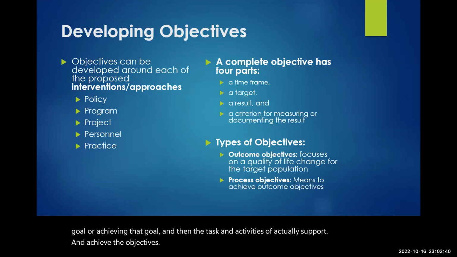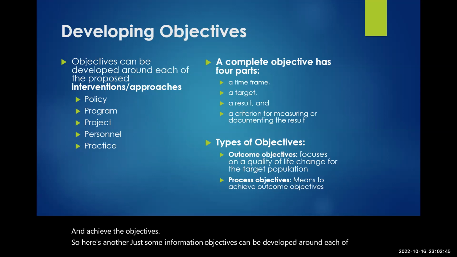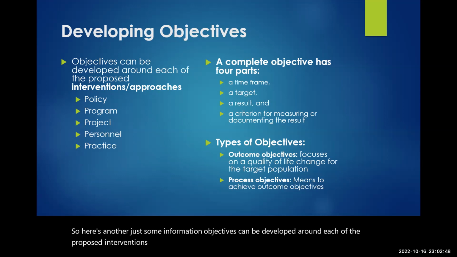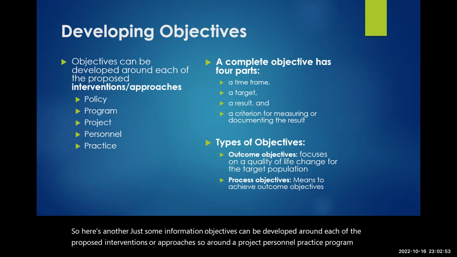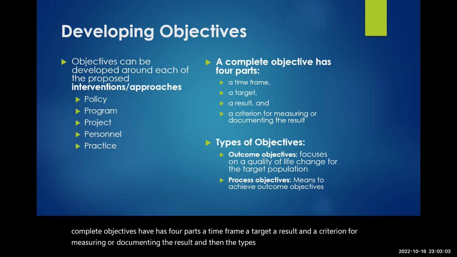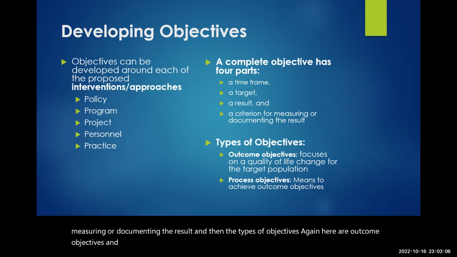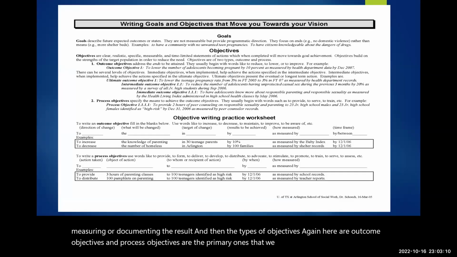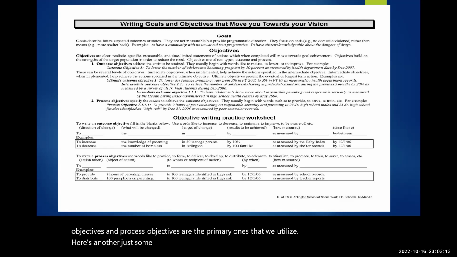So here's just some more information. Objectives can be developed around each of the proposed interventions or approaches, so around a project, personnel, practice, program, policy. A complete objective has 4 parts: a time frame, a target, a result, and a criterion for measuring or documenting the result. And the types of objectives, outcome objectives and process objectives, are the primary ones that we utilize.